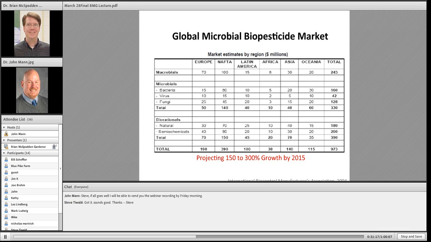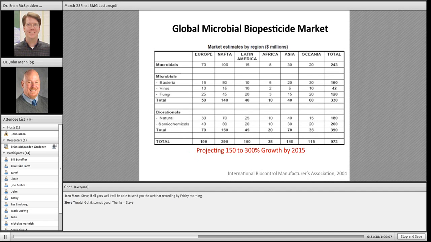Now that's just a value proposition based on a back of the envelope calculation and knowing what the market size and the current use of seed treatments is for soybeans. But let's talk more about biopesticides broadly. If you look at the global biopesticide market, this is a study that was done again about a decade ago. And so the numbers in that report actually projected 150 to 300% growth over these numbers.